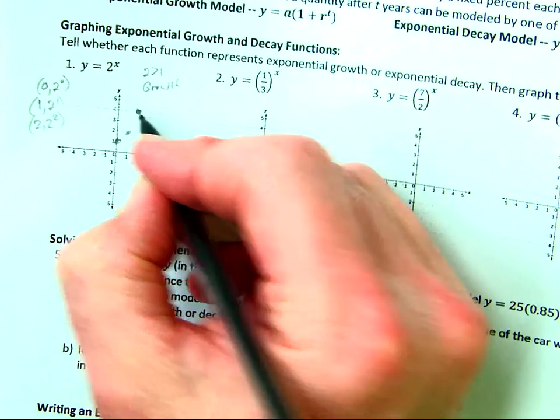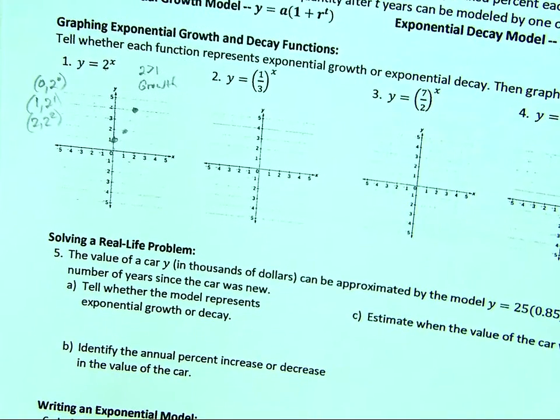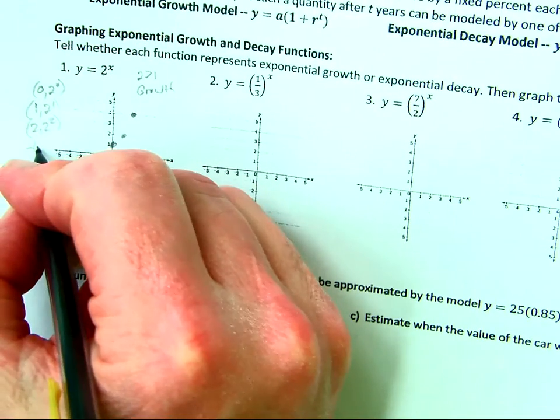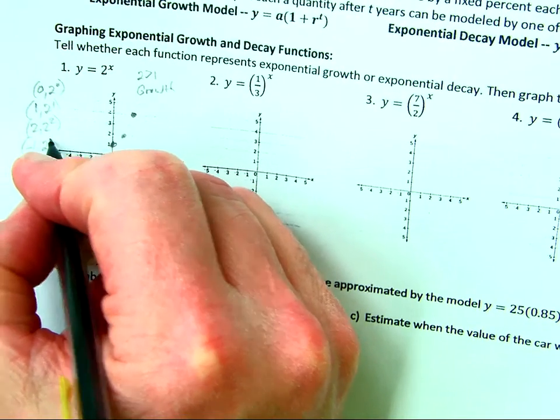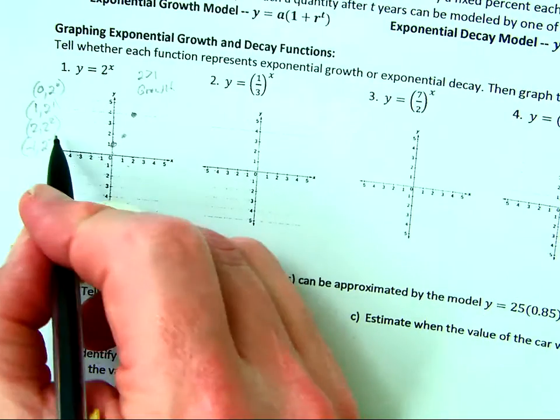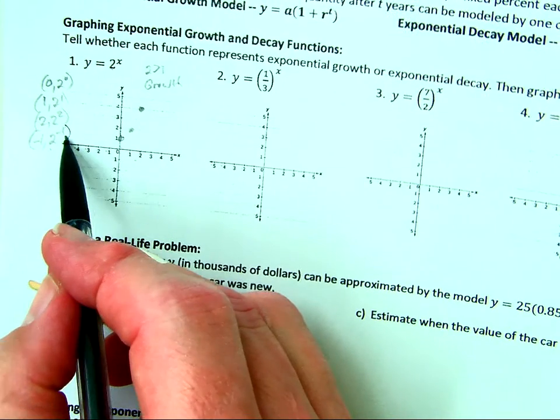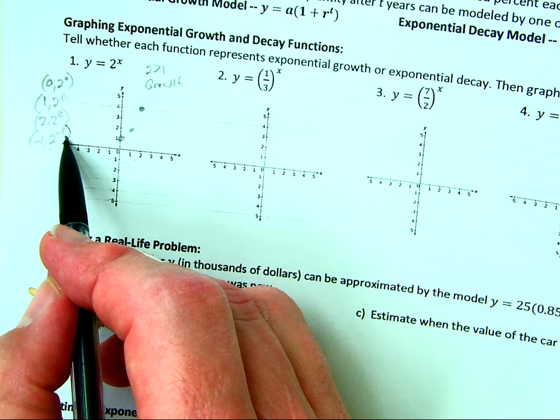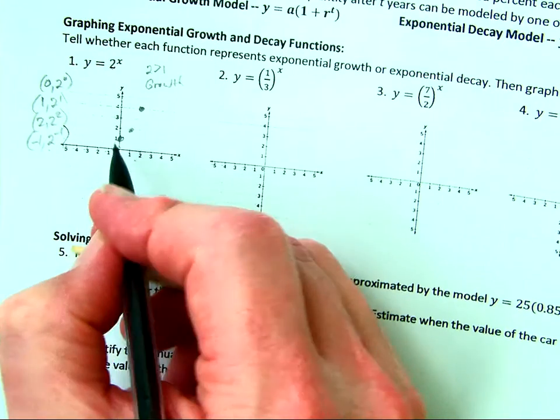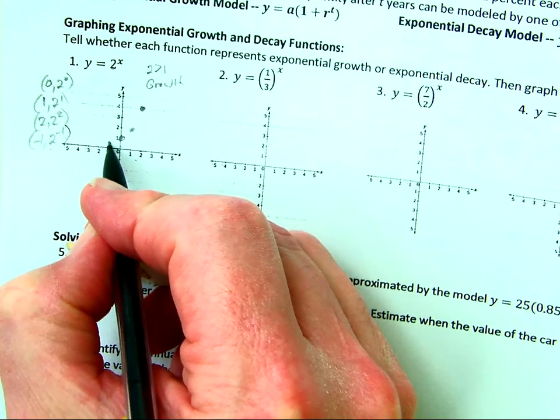We kind of get the idea there. If we plug in negative numbers for x, like negative 1, that makes it 2 to the negative 1. Now here you have to remember, a negative exponent means take the reciprocal. So 2 to the negative 1 means the reciprocal of 2, or 1 over 2. So at negative 1, we're up at 1 over 2.